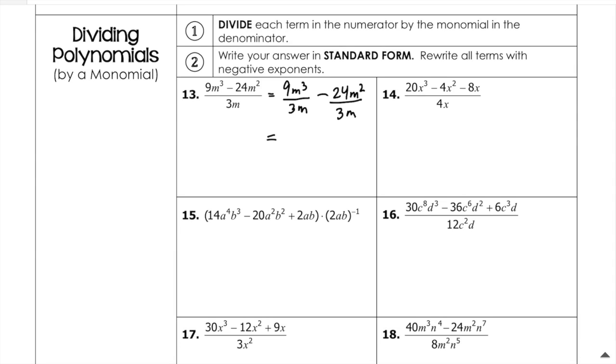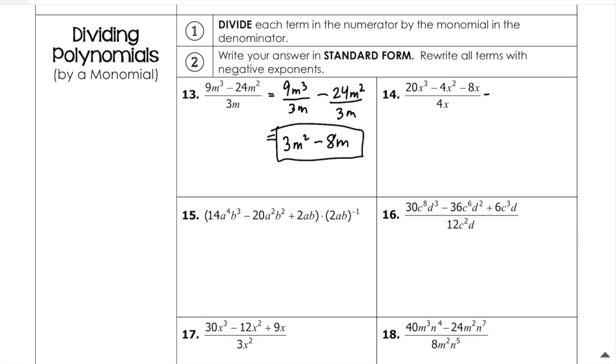So I have 9 divided by 3, which is 3. And m to the third, because you know the quotient rule we have to subtract, right? So the third minus the first will give me m to the second. Minus 24 divided by 3 will be 8. And m squared minus m to the first will give me just 1m. So we're done.